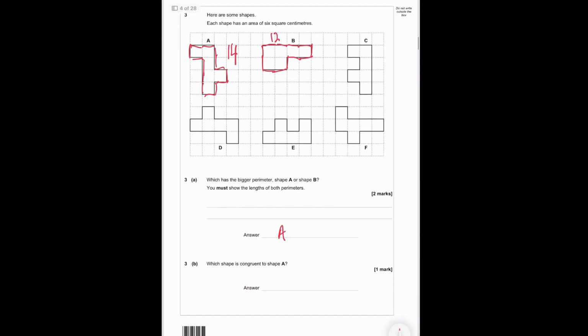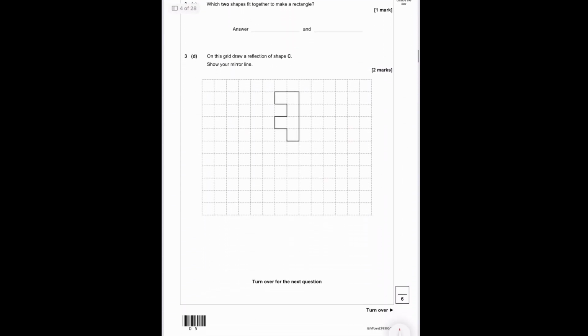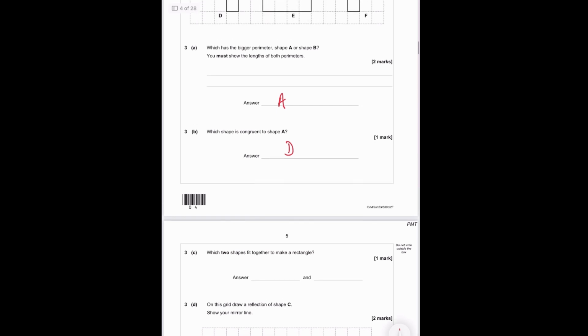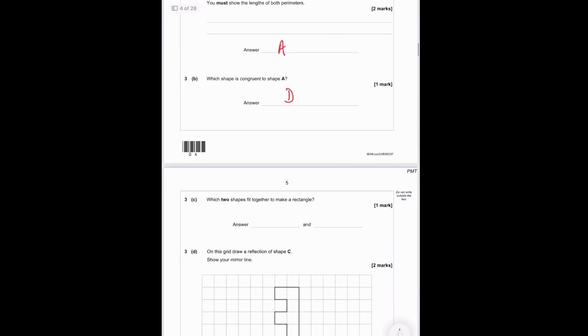Which shape is congruent to shape A? So congruent means identical. So that is going to be shape D. Which two shapes fit together to make a rectangle? So if we look at those again, they will be C and E would fit together to make a rectangle.